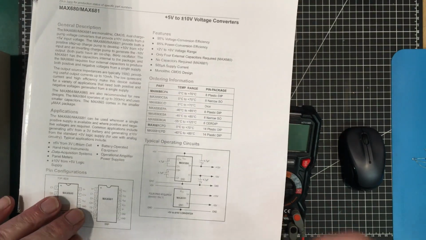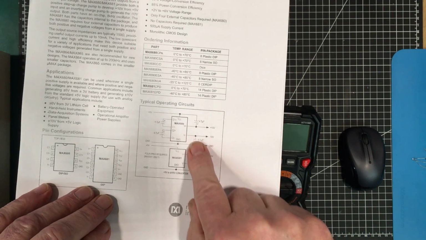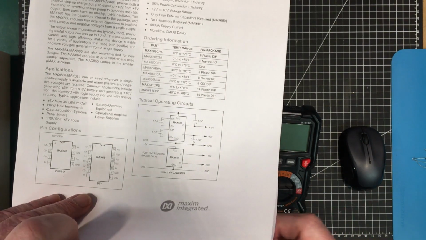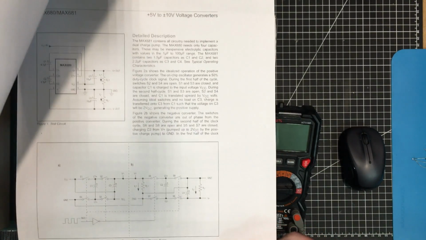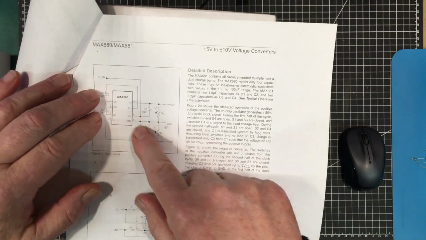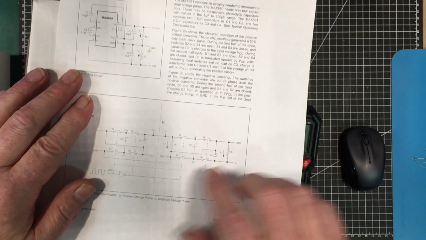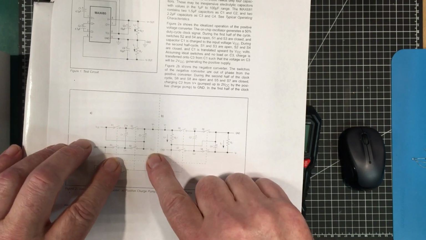The MAX680 is a very similar device. It requires four capacitors, and there's a MAX681 that requires no capacitors, but we'll ignore that one for now. It's got them built in. And the way it's hooked up is like this. So we have the four capacitors and the chip, and that's it. And like I say, it works in a very similar way. It's just a little bit more complicated in the way it's hooked up.